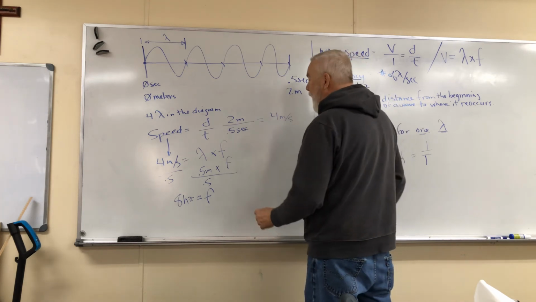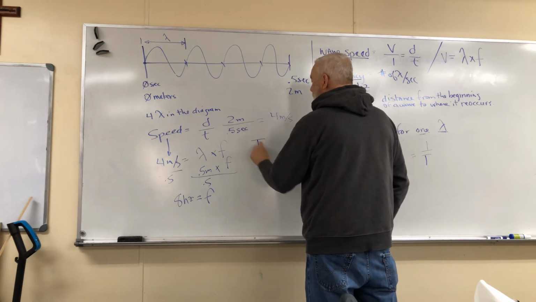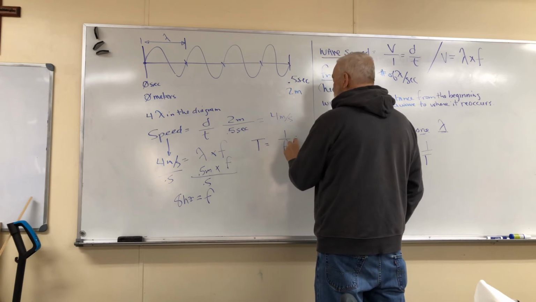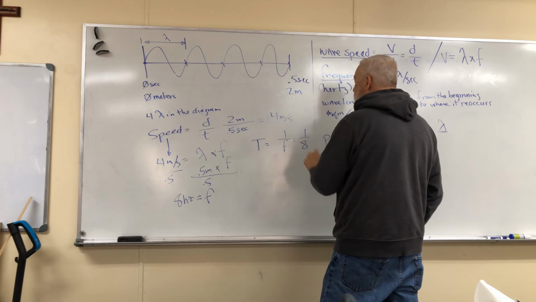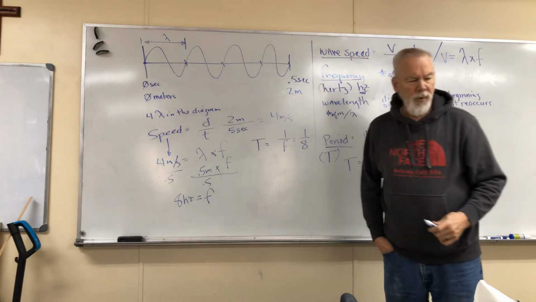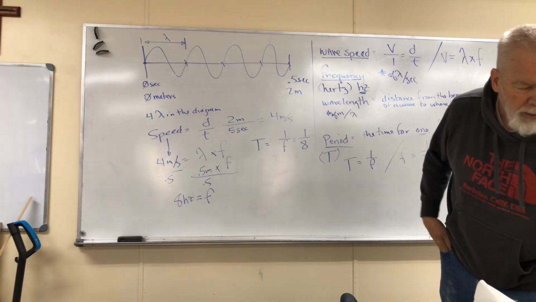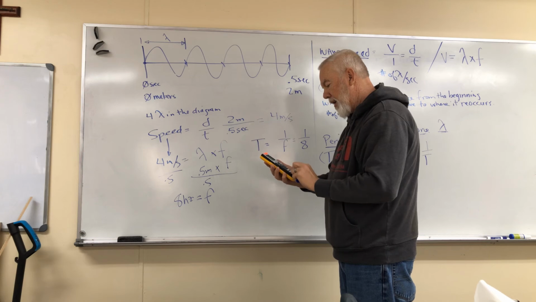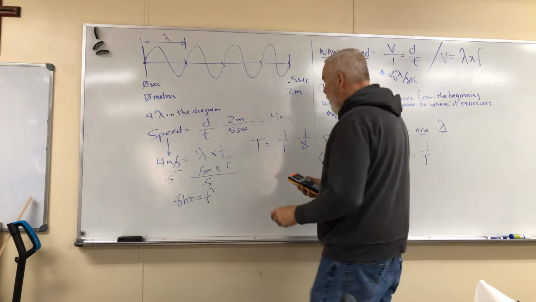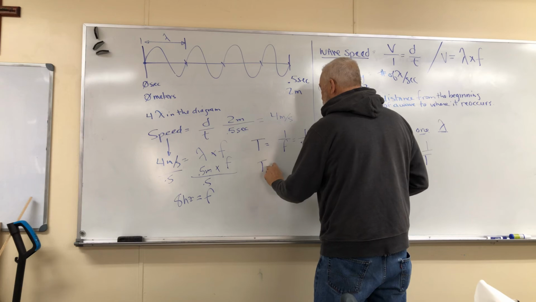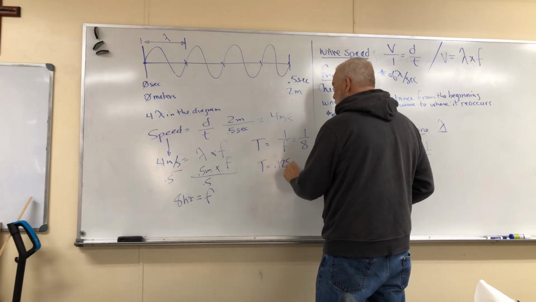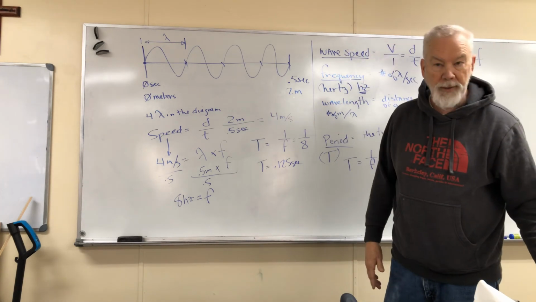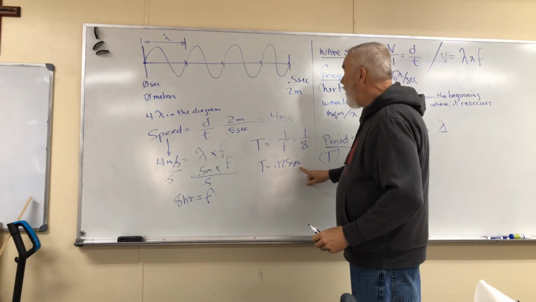Now, if we needed to solve for the period, capital T is equal to 1 over the frequency. That's the same thing as 1 over 8, and let me grab the calculator right quick, I don't want to make a mistake here. 1 divided by 8 equals 0.125. T equals 0.125 seconds. The time for one wavelength is 0.125 seconds.